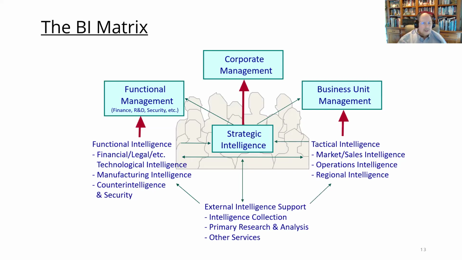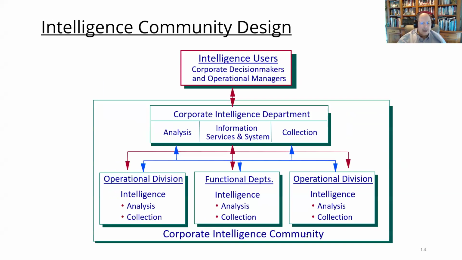The final model, which is number 8, and we can go on to the next slide, is called the intelligence community design. This is the one that Jan Herring operated in when he worked for Motorola. That was his first job working on the private side. Other companies that use this model include General Dynamics and Phillips Petroleum. This is a full service intelligence operation inside a very large multinational company.